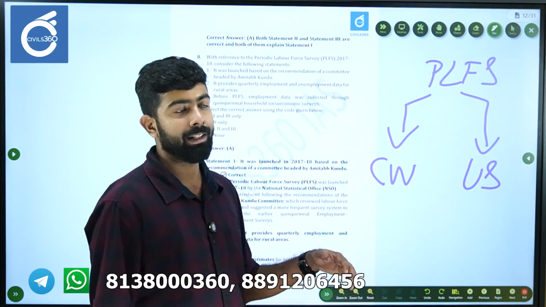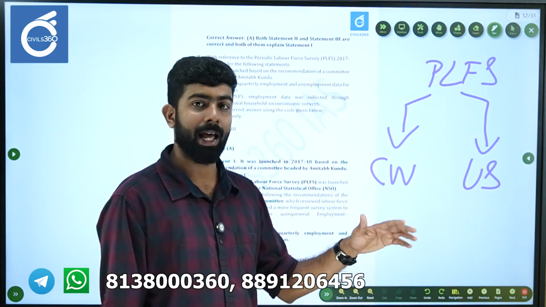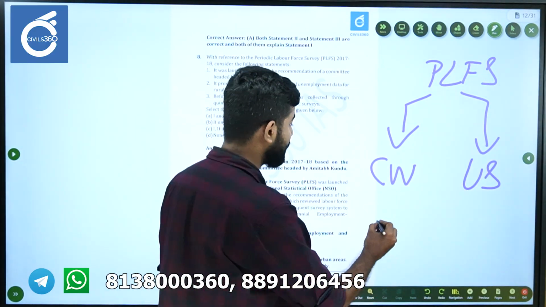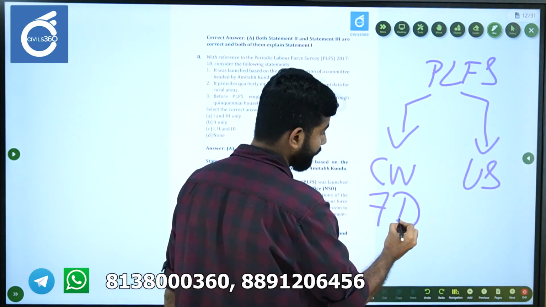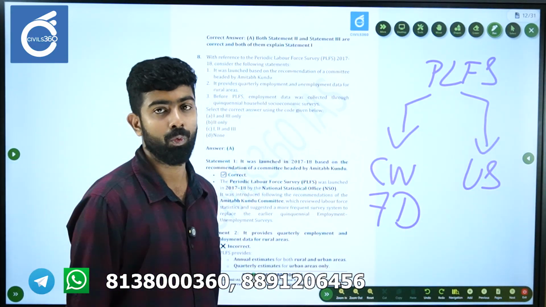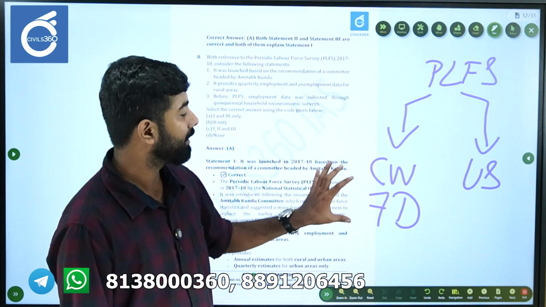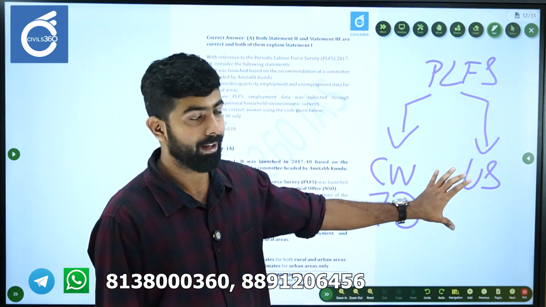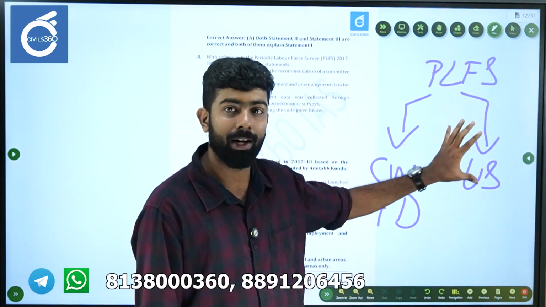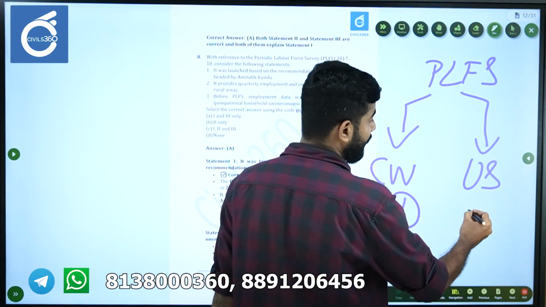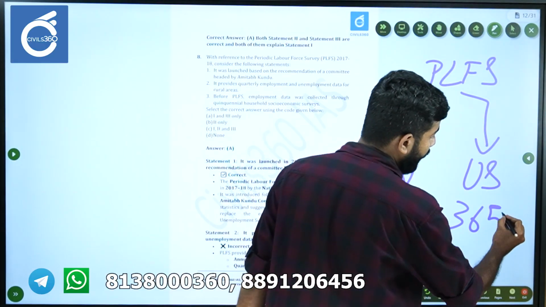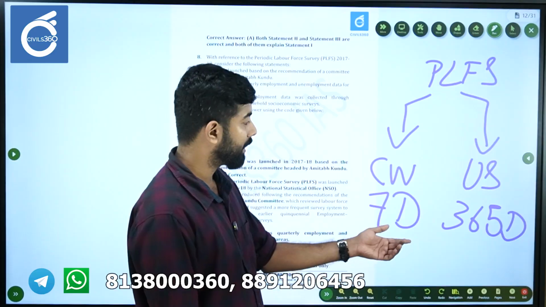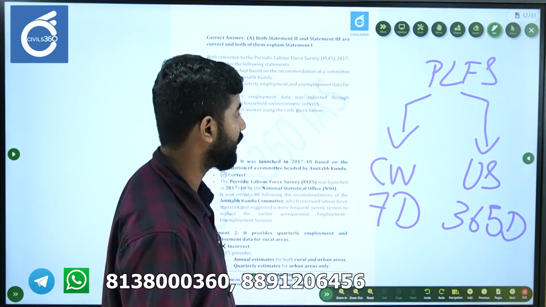Current weekly means they ask people whether they have been employed for a larger period of time during the previous 7 days. Previous 7 days, have you got work? That is current weekly. This is just a reference, a reference unit used to collect data. And usual status, they ask whether they have been employed for the previous year. Previous year they will ask. So please understand these two criteria are there.